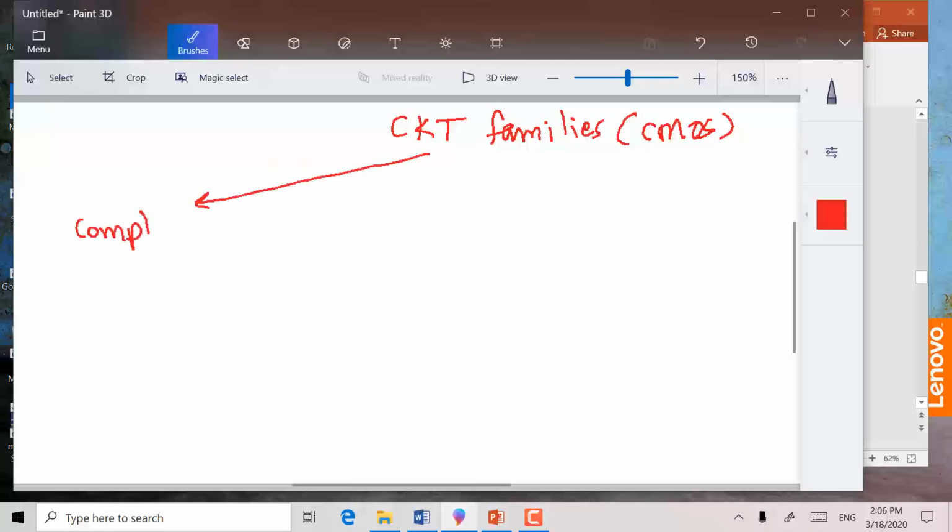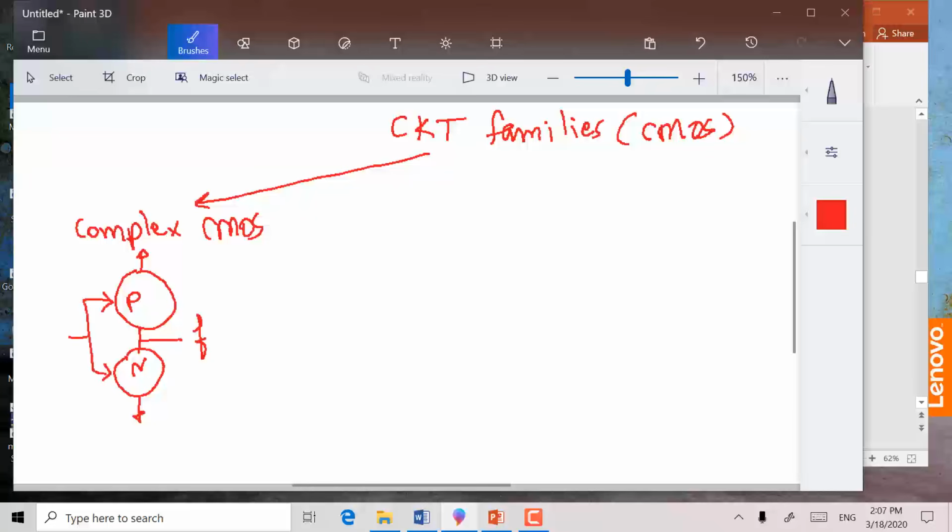complex CMOS, where we have a PMOS network and an NMOS network. The NMOS connected to ground, the PMOS connected to the power supply. The output is pulled from in between here, and the inputs feed both networks. We looked at this type of circuit.